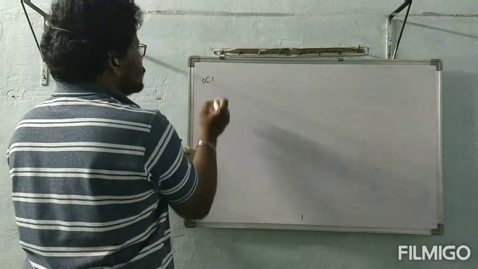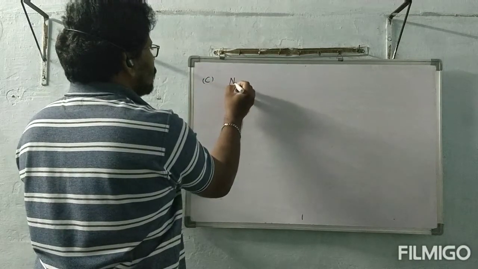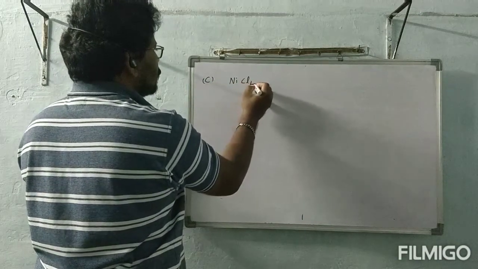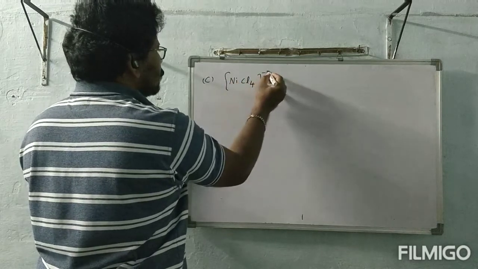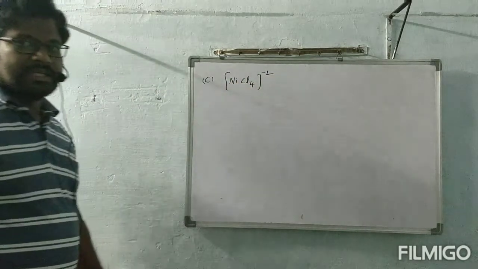Next, third example, that is C. NiCl4 minus 2. This is the next example.